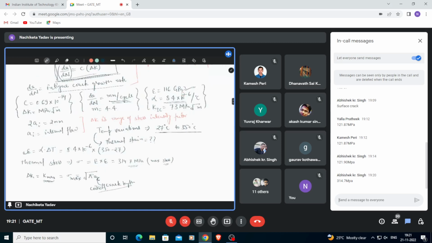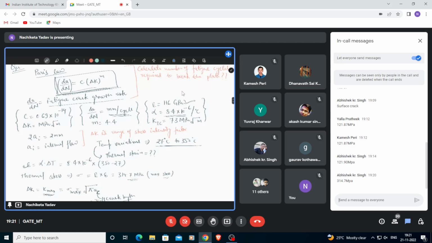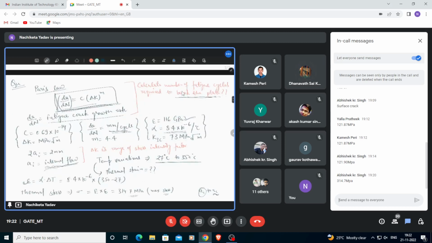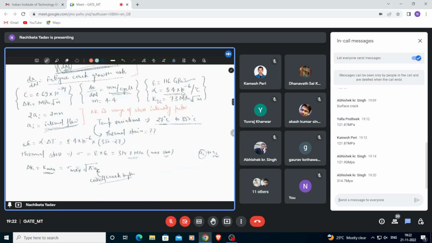Why are we calculating this? Here we will integrate from AI to AC. This is the internal flaw already present in our sample, and if we find the AC value, the critical crack length where the plate will break, then we can find the cycle NF value. That's why I am calculating the AC value, the critical crack length. What will be the value of AC?